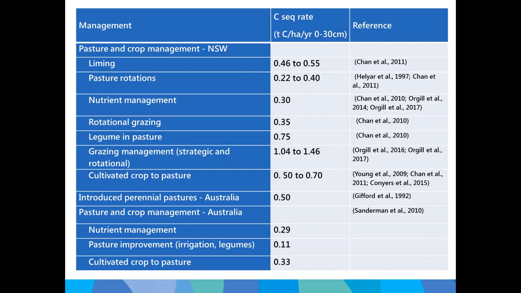So remember, this is tons of carbon per hectare per year to 30 centimetres. A rough way of calculating that is you've got your organic carbon percentage multiplied by the bulk density of the soil. So you've got the concentration of the carbon in the percentage. The bulk density of the soil is the mass of soil multiplied by the depth. And that's how we get our tons of carbon per hectare. But these are looking at the rates, so per hectare per year. Far right hand column, I've gone to my geek space and you've got the references listed there.